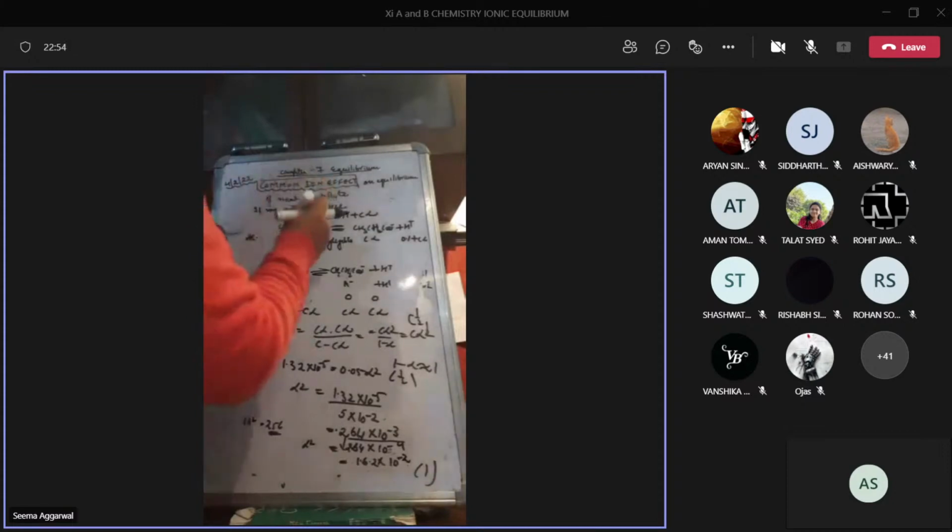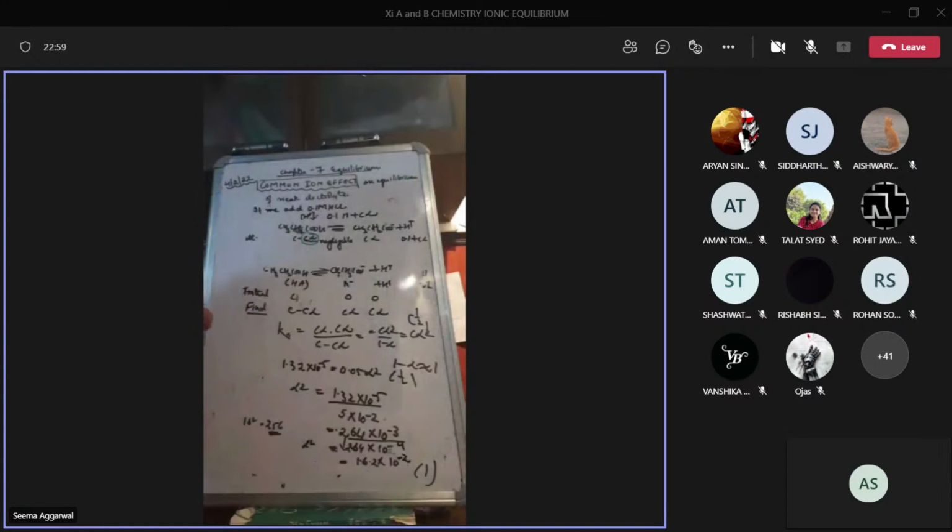So instead of making it complicated, just try to neglect this term here, because we can see that alpha is very small. The degree of dissociation from 1 mole, if I am taking, is only 1.62 into 10 raised to power minus 2. So it is very, very less. So it is better you neglect it here.